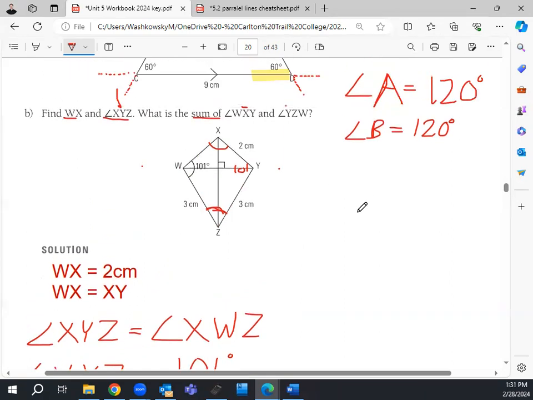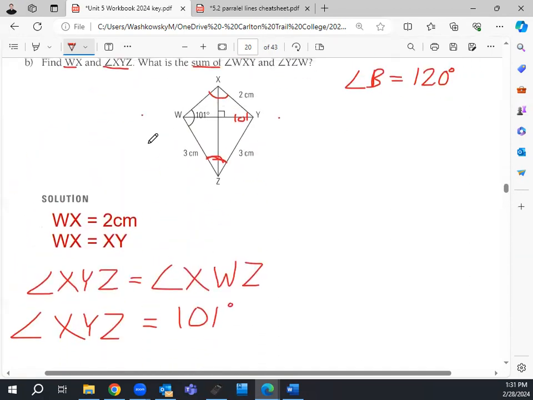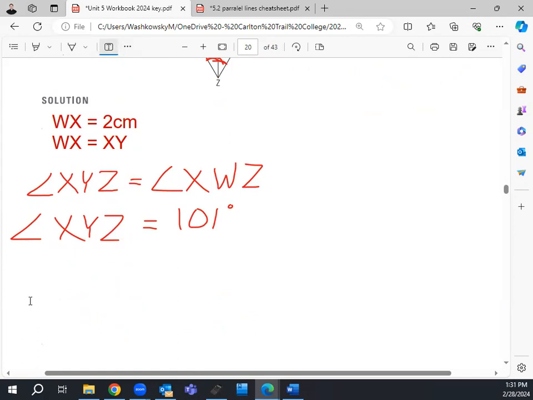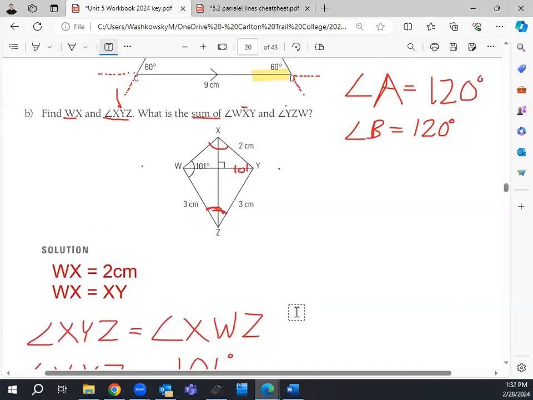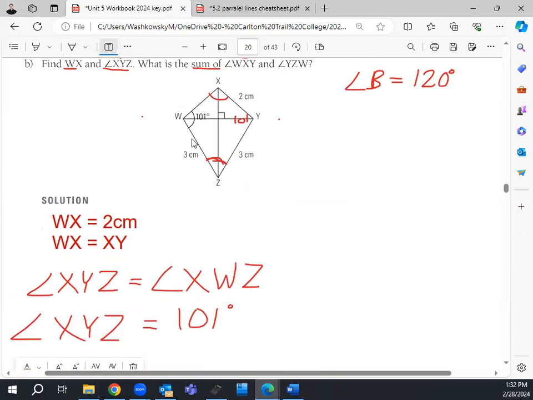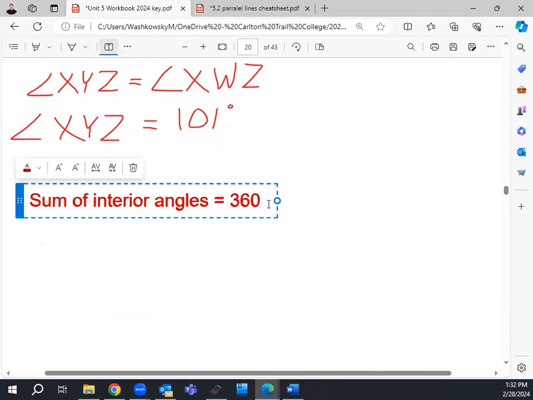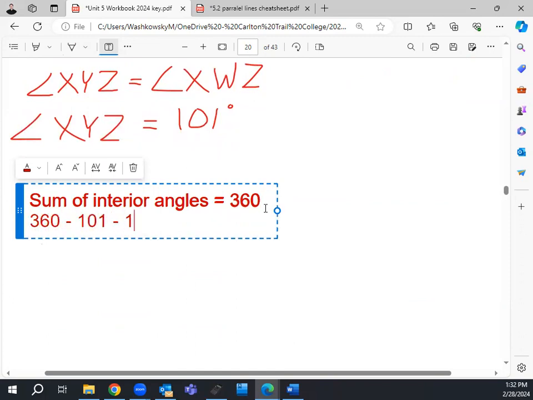Okay, so how can I find this out? Well, here's what I know. I know that the sum of interior angles of a four-sided shape, a quadrilateral, has to be 360 degrees. All four angles need to add up to 360. What I know is that if these two are the same, that means those two would be the same. So why can't I take 360 degrees minus 101 minus another 101?